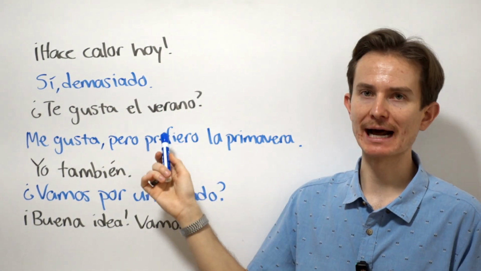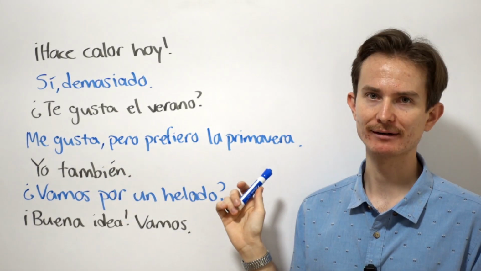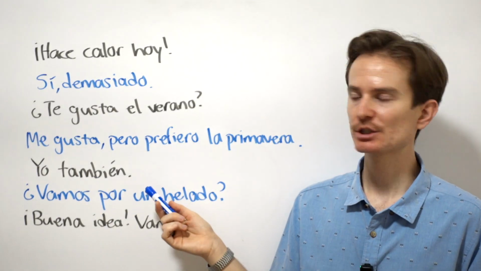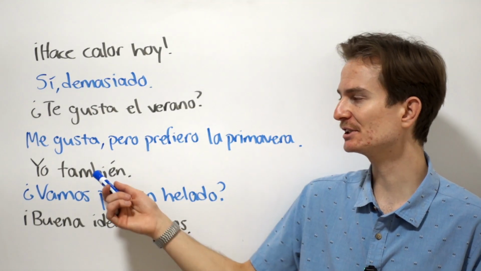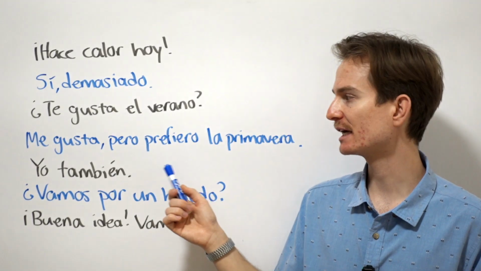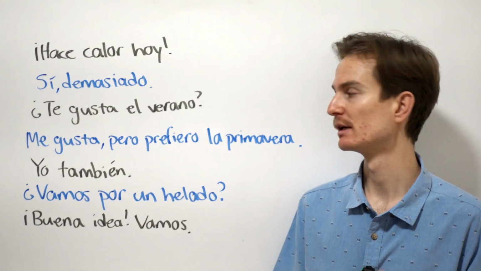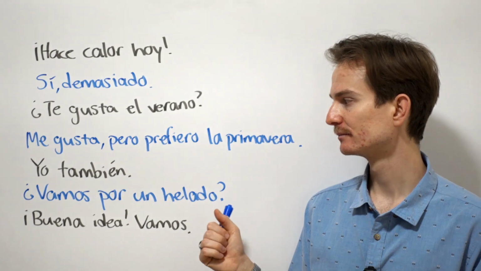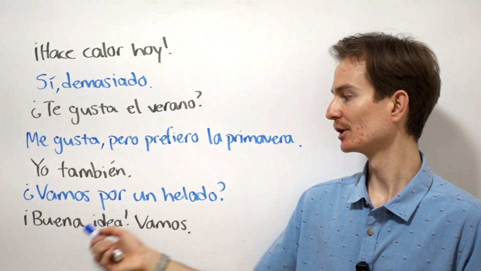¿Te gusta el verano? Do you like summer? Me gusta, pero prefiero la primavera. I like it, but I prefer the spring. Yo también. So here, if I want to say me too, or I also prefer the spring, I can just say yo también. Because I'm saying prefiero, it's kind of like I'm saying yo también prefiero la primavera. I also prefer spring. Okay? ¿Vamos por un helado? Should we go get an ice cream? Buena idea. Vamos. Good idea.